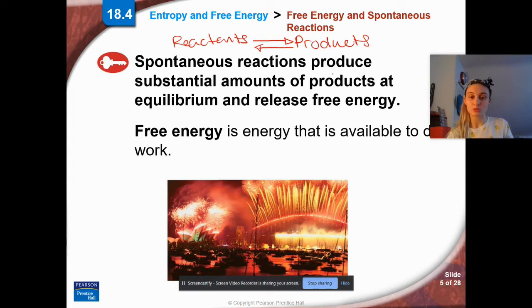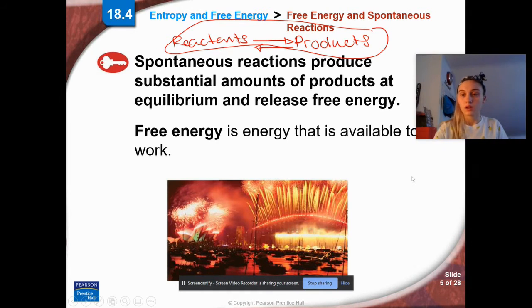Because when we say spontaneous reactions produce substantial amounts of products, that means this forward reaction is favored here. So this reaction is favored where the reactants are creating products. And I just want to say that if this isn't completely clear, or you guys didn't do this yet, we're going to talk more about reversible reactions when we talk about equilibrium, and that's not in the next chapter, but the chapter after that. So we'll touch a little bit on that, hopefully, if we have time at the end of the year.